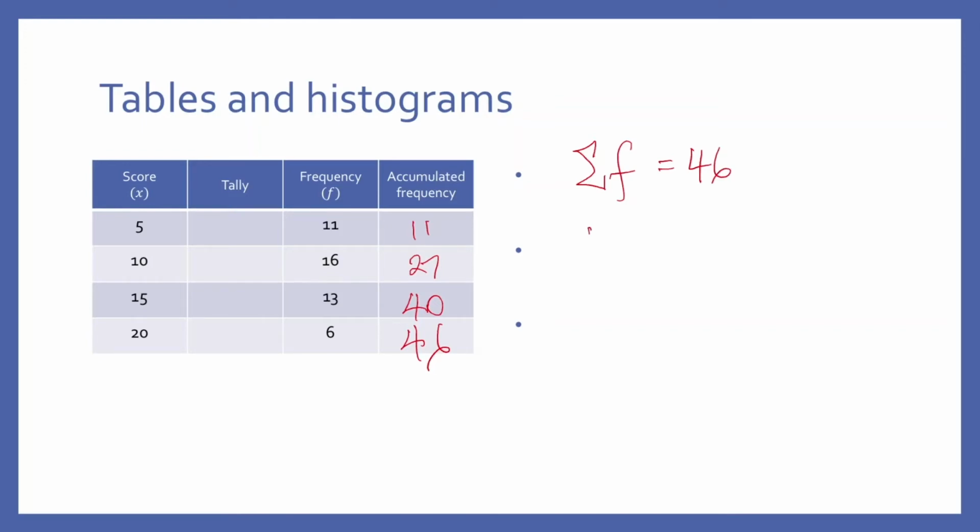What we're going to do is 46 plus 1 divided by 2, which is 23.5. That means the median is between the 23rd and the 24th number. Now, if you have a look at this row, score of 10 is between 11 and 27 frequencies. So we know that 23 and 24 are both in this row. So the first 11 are a score of 5, the next 16 has a score of 10. So the median is 10.